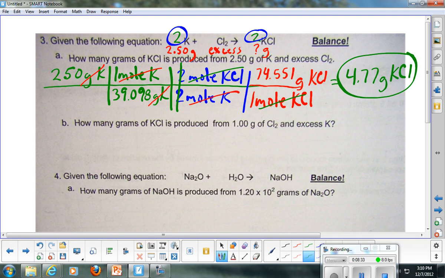Okay, the rest of the worksheet is yours to practice this. Sometimes you'll need 4 conversions, sometimes you'll need 1, and sometimes you'll need 2. Just remember to balance the equation first. Good luck.